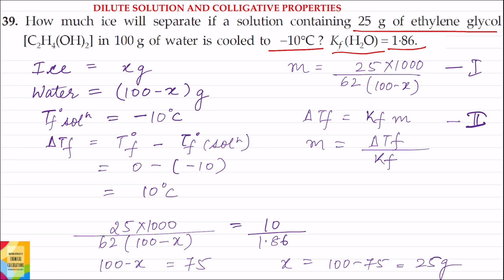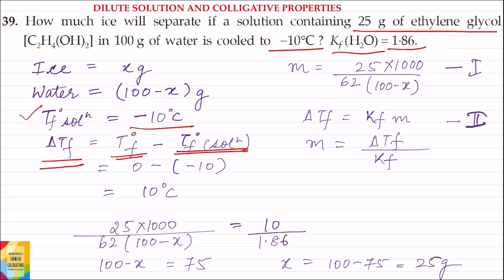We can consider this temperature, that is minus 10 degrees centigrade, as the freezing point of the solution of ethylene glycol in water. Now, freezing point of the solution is minus 10 degrees centigrade, and depression in freezing point, that is delta Tf, is equal to freezing point of pure solvent minus freezing point of solution.